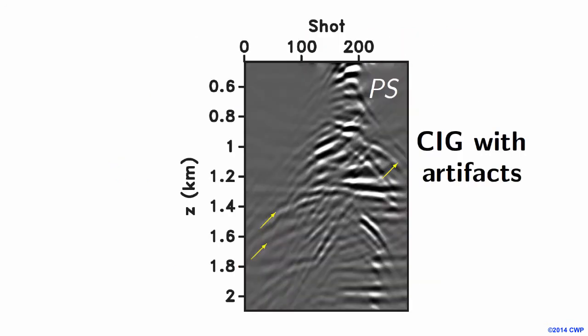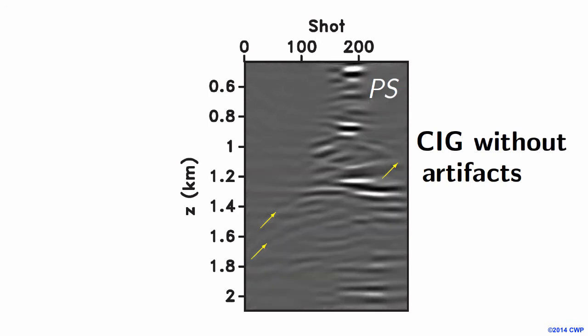So this is the common image gather as a function of shot numbers. The true events are supposed to be flat because we're using the true model, and all the events with move outs are artifacts. I marked some of the events with move outs using yellow arrows. They are caused by the fake wave modes. So we can simply apply a filter to attenuate those artifacts with move outs and preserve the horizontal events.